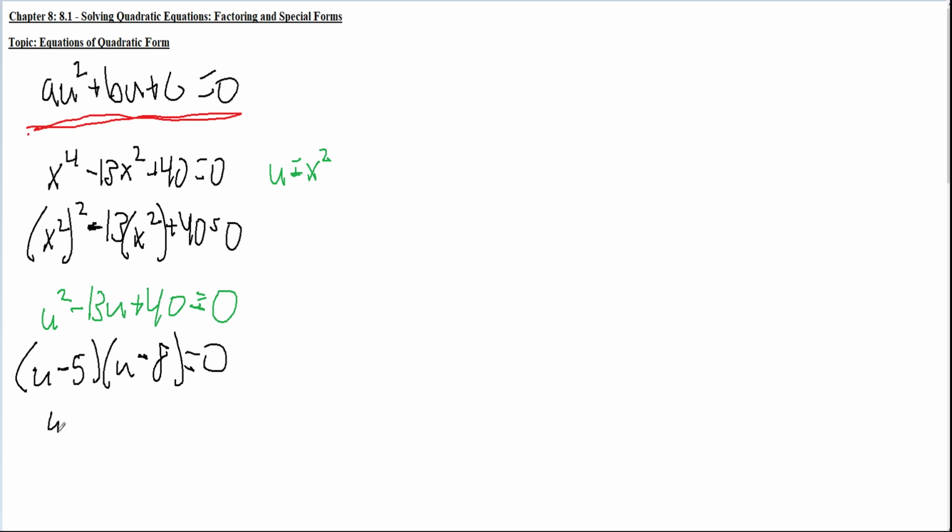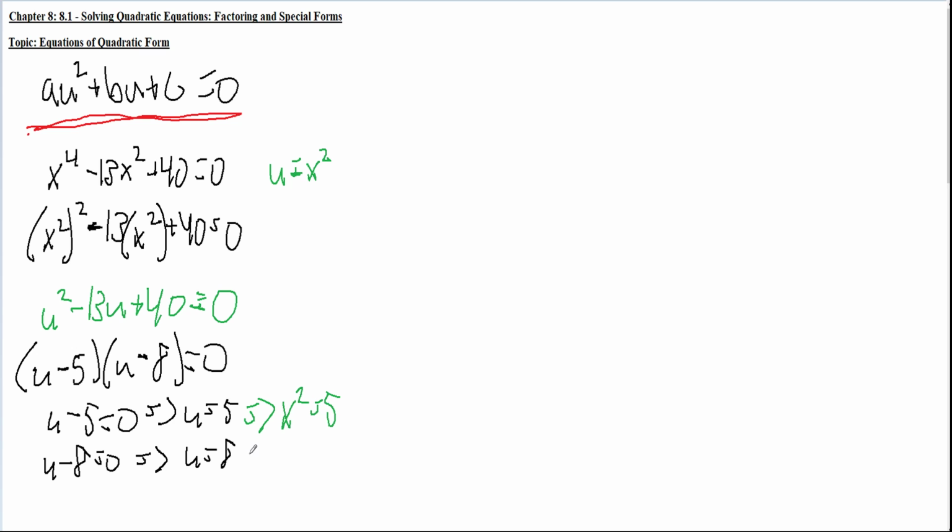So then my solutions are u minus 5 equals 0 and u minus 8 equals 0, which gives us u equal to 5 and u equal to 8. But I have to remember that u is really equal to x squared. So now I have to substitute my x back in, so I'll have x squared equal to 5, and x squared equal to 8.